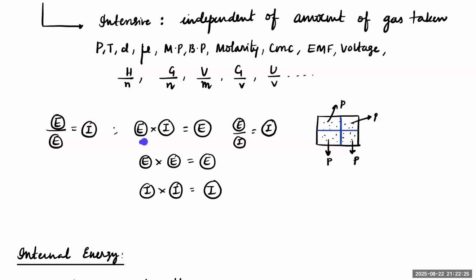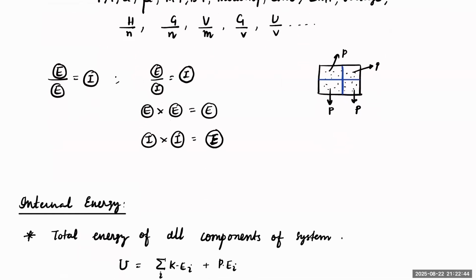One minute. Let me see this. So let's take intensive divided by intensive here. Sorry, here it should have been I. I into I is E. Okay, I'll delete this off. Yeah, right. So you put it this way. Okay.